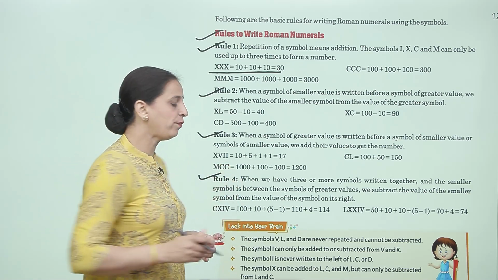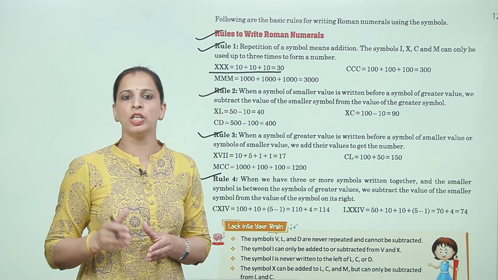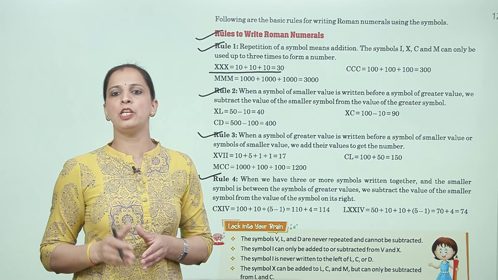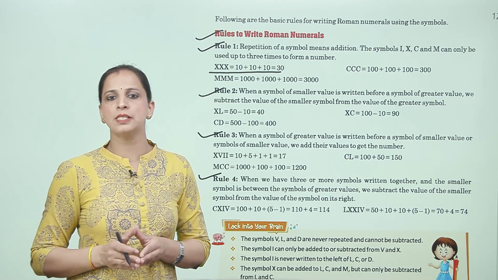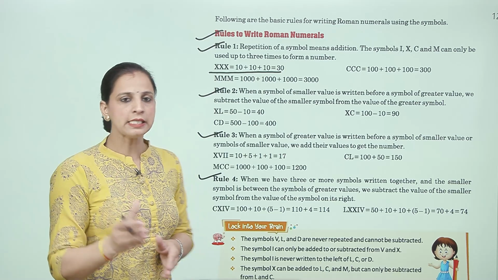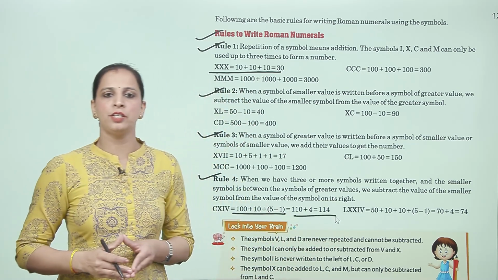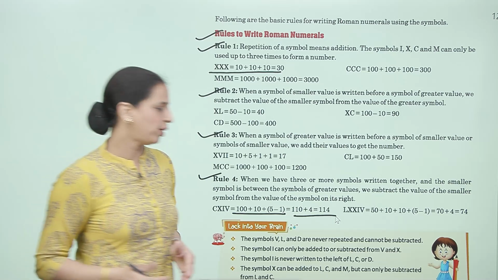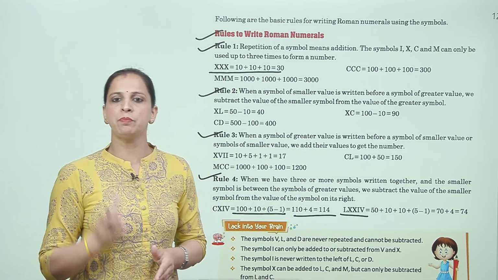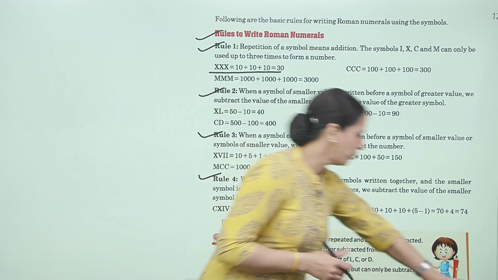Now, rule 4. When we have 3 or more symbols written together and the smaller symbol is between the symbols of greater values, we subtract the value of the smaller symbol from the value of the symbol on its right. That is CXIV, that is 100 plus 10 plus 5 minus 1 is equal to 110 plus 4 is 114. LXXIV is 50 plus 10 plus 10 plus 5 minus 1 is 70 plus 4 is 74.